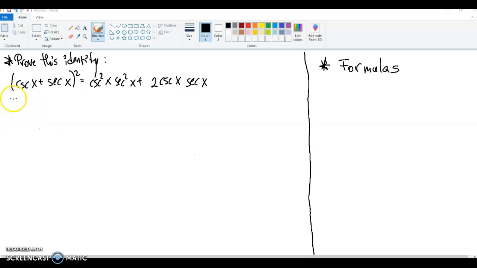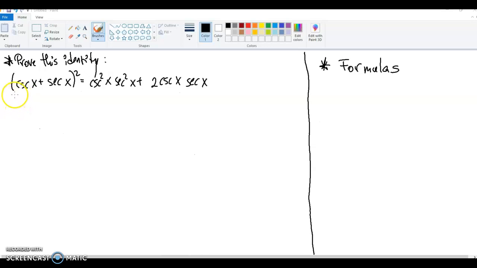Alright, so today we're going to prove this trigonometric identity. We're going to prove that (cosecant of x plus secant of x) squared equals cosecant squared of x times secant squared of x plus 2 cosecant of x times secant of x. On the right side, I'm going to write the formulas we're going to need.